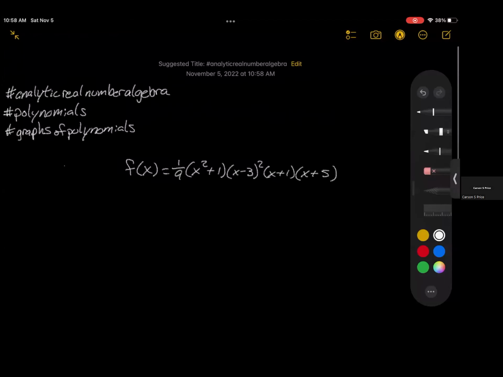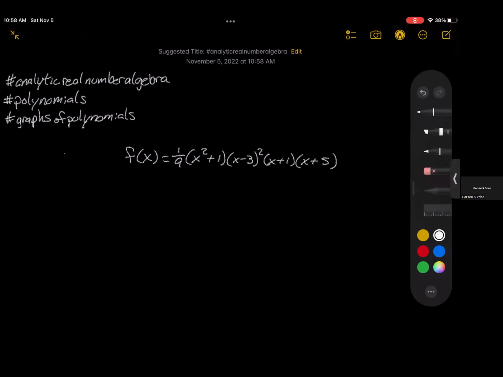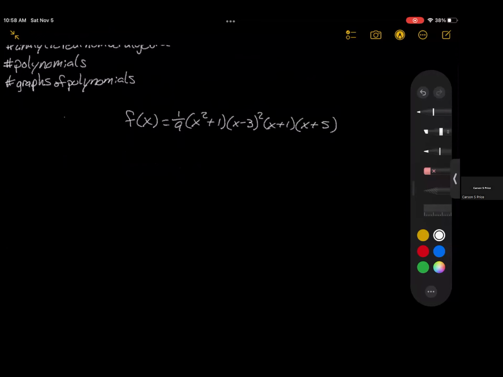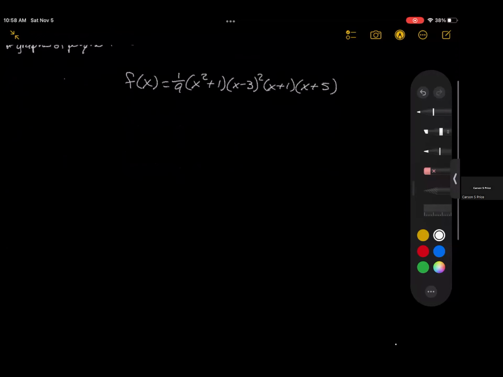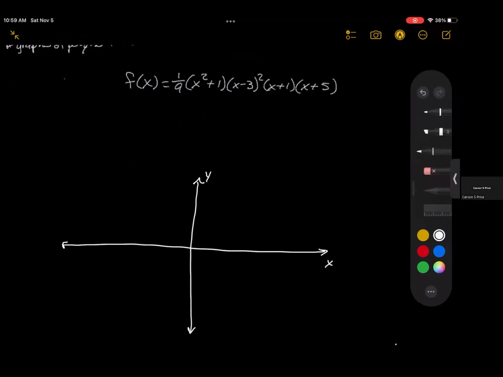Okay, we're going to graph this polynomial function. So let's look at this. If I'm going to graph this, then I'm going to open up the xy plane. Those are my y's. These are my x's. So let's go ahead and label those.